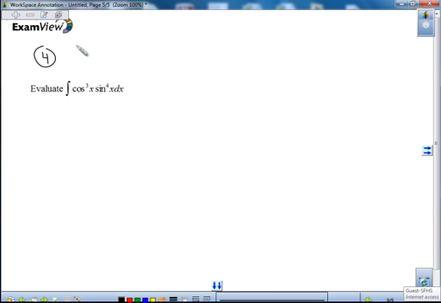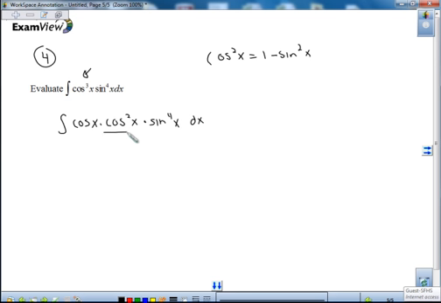So number 4, we're going to evaluate the integral of cosine cubed x times sine to the 4th x. Since 3 is odd, we're going to rewrite that as a cosine times cosine squared. Then we're going to use cosine squared is 1 minus sine squared, my Pythagorean identity, and substitute that into cosine squared. Then we're going to distribute.